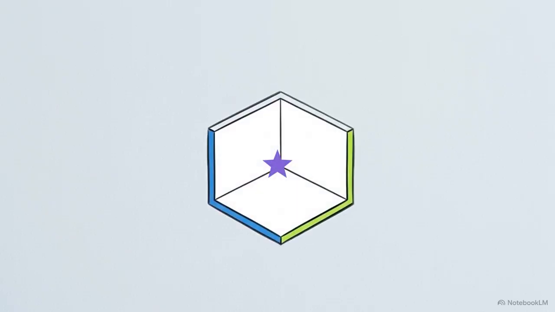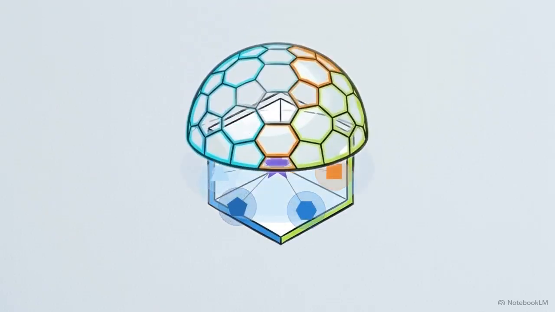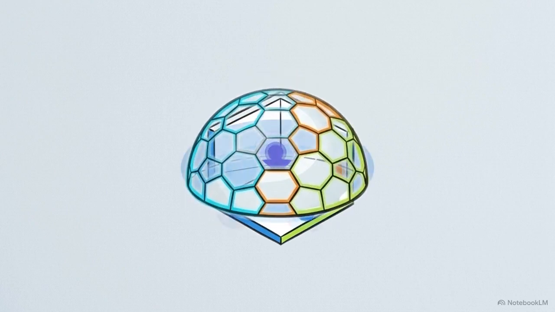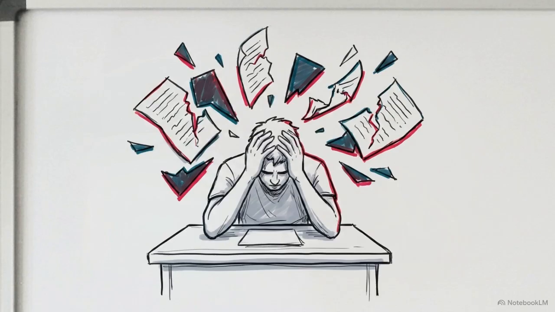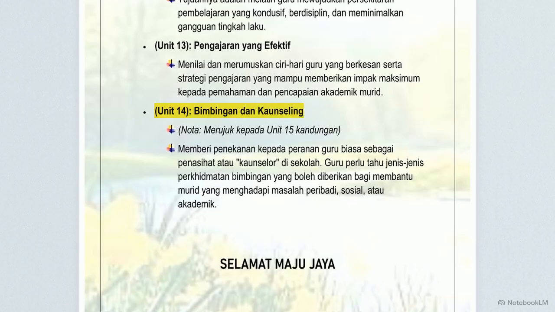Pedagogical effectiveness involves the real-time, deliberate orchestration of biological constraints, individual diversities, and environmental controls. Even a perfectly designed system will experience breakdowns. Students will inevitably encounter severe personal, social, or academic roadblocks that halt their progress entirely. When that happens, Unit 14 outlines the necessity for guidance and counseling.